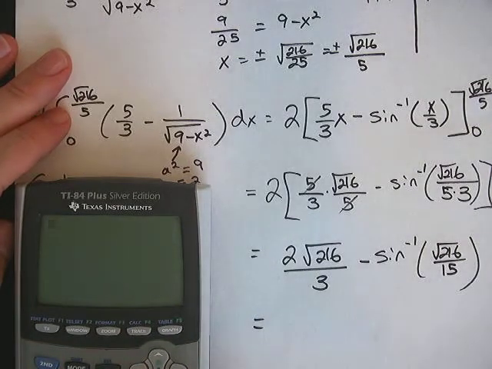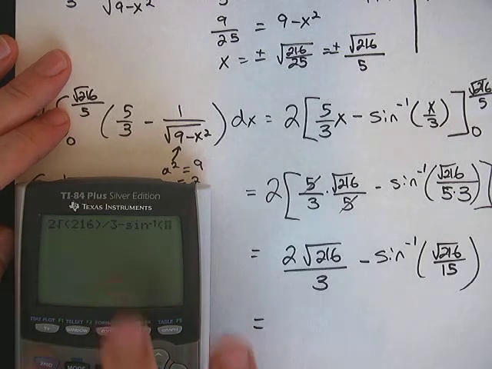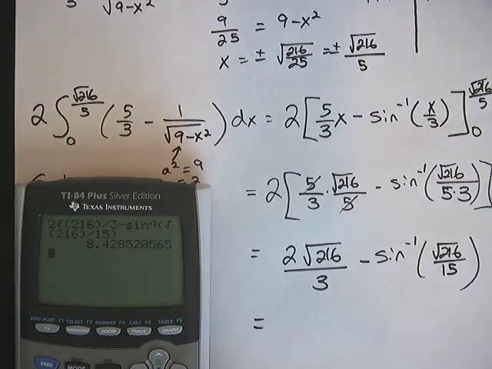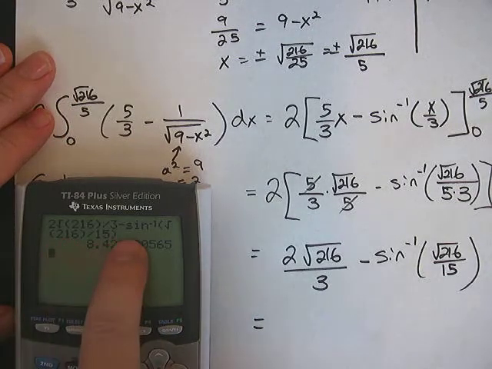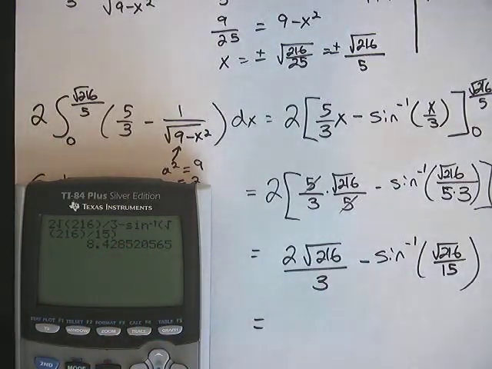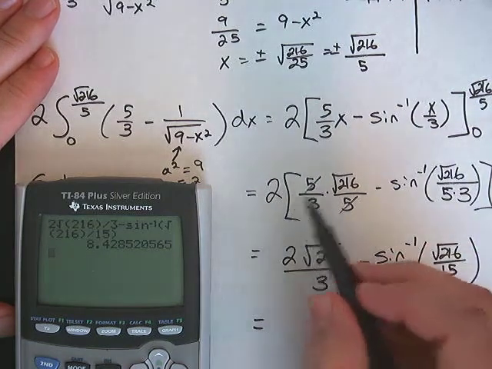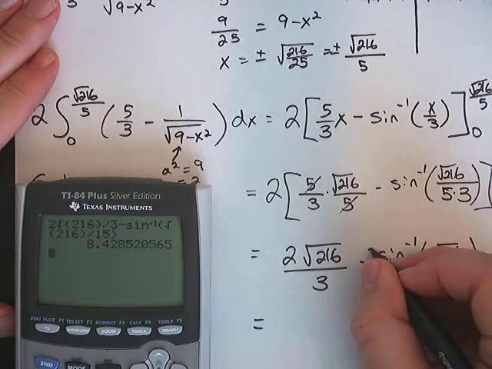Okay, so we get 2 times the square root of 216 divided by 3 minus sine inverse of the square root of 216 divided by 15. Okay, that doesn't seem quite right. Let's make sure I did that right. Oh yeah, I didn't multiply by the 2 here. So I made a slight mistake. Let's go back up here. When I was distributing the 2, I did it to the first term, but I forgot to put the 2 on the second term. So let's put a 2 right there.